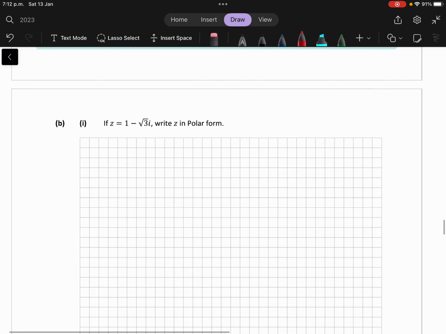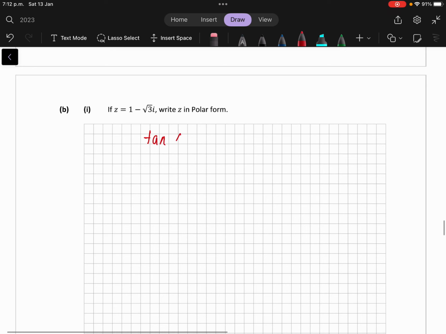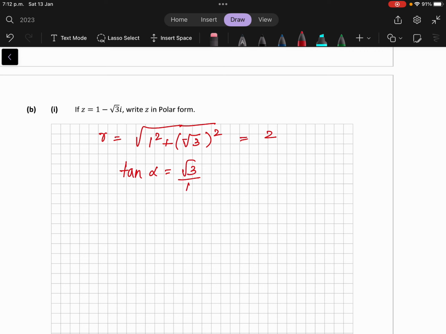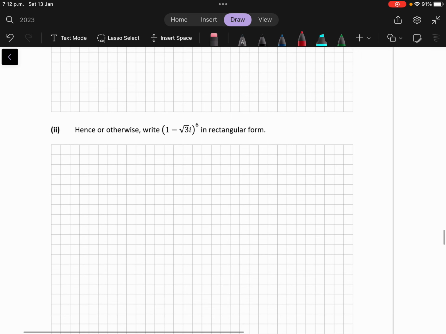Now to write it in the polar form, you need to find r first. So r is equal to root of 1 squared plus minus root 3 squared, which will be equal to 2. Also you need to find tan alpha, which is equal to root 3 over 1, or alpha is equal to tan inverse root 3 over 1, which will be equal to pi over 3. Or theta will be equal to 5 pi over 3 because it falls in the third quadrant. Hence or otherwise form.